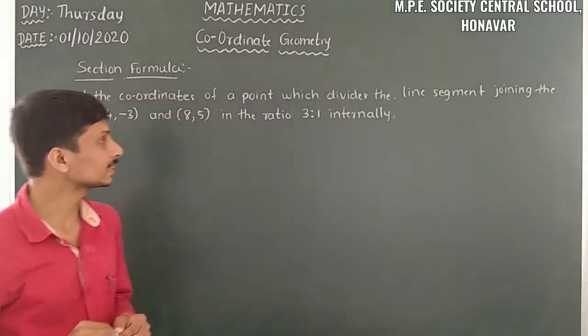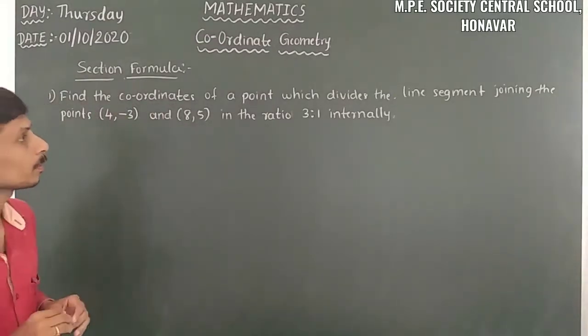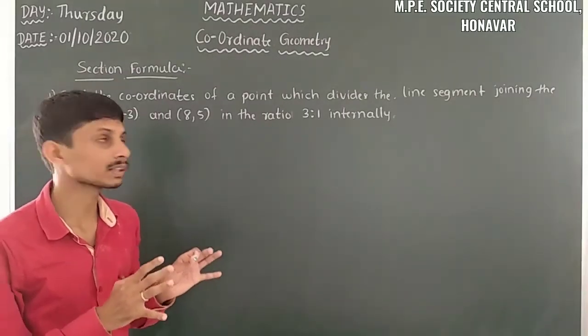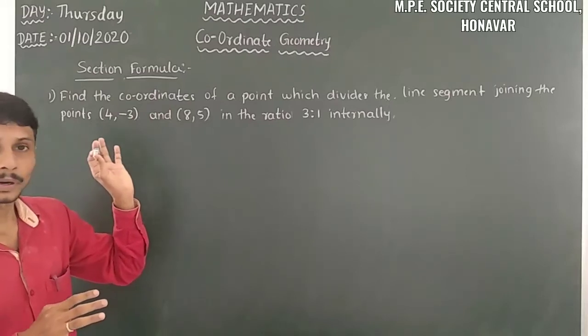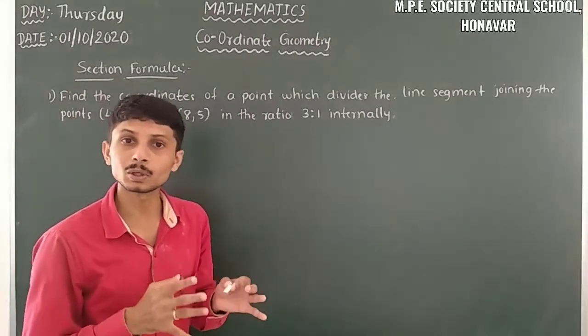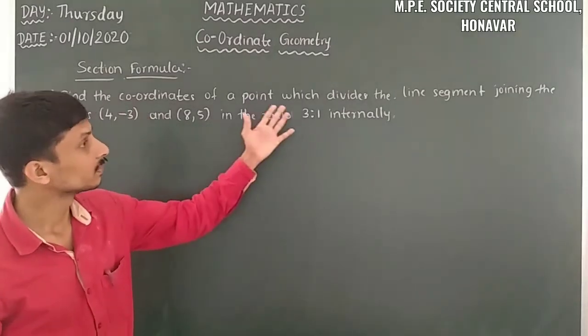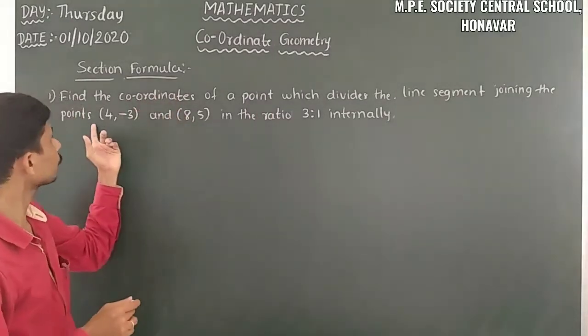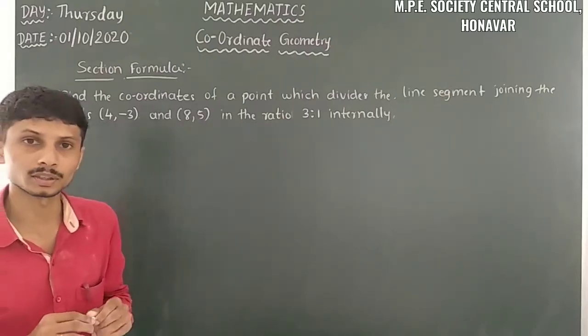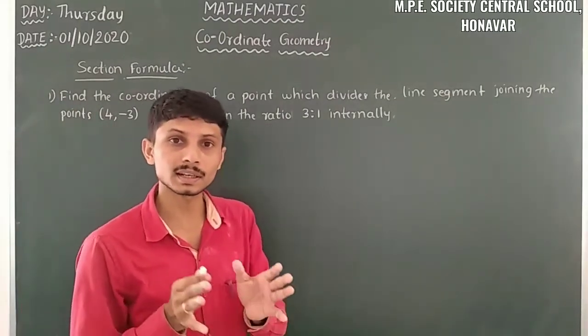The first problem tells us to find the coordinates of a point which divides the line segment. So here we have to take the standard form of a point, P of x comma y, which divides the line segment joining points 4 comma minus 3 and 8 comma 5 in the ratio 3:1. So already we discussed this in the section formula.